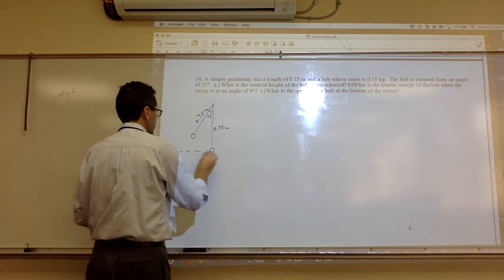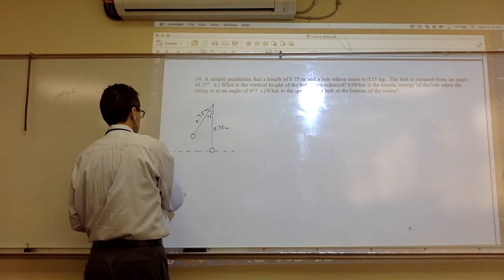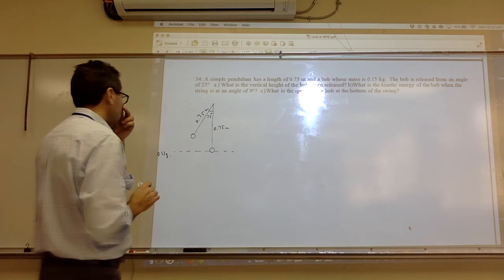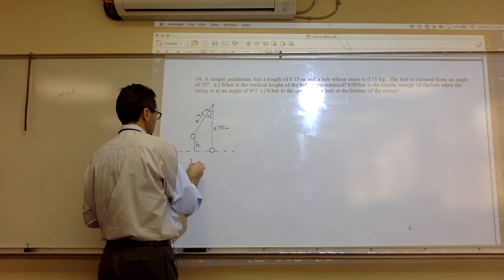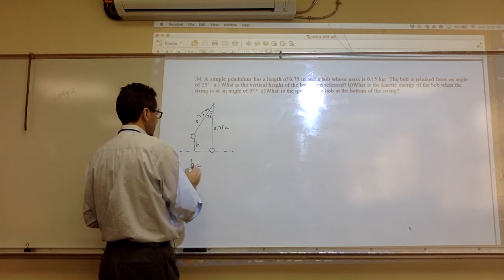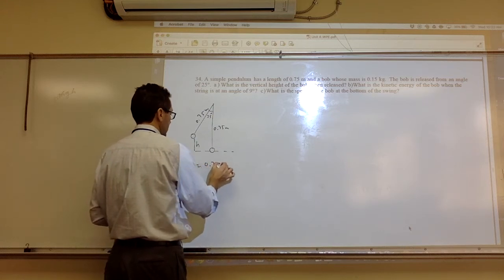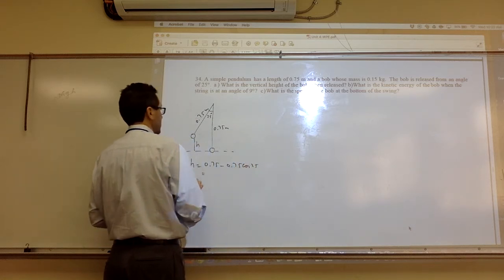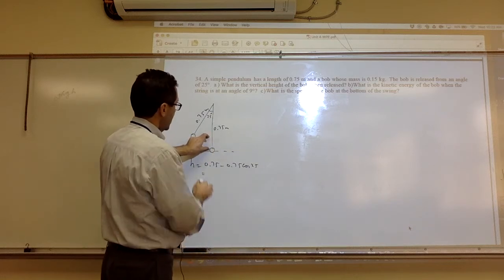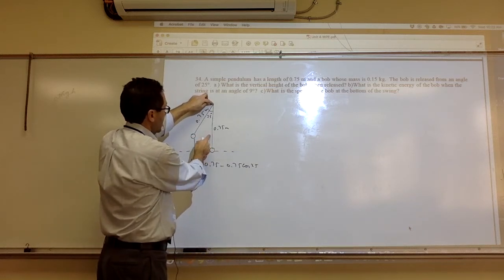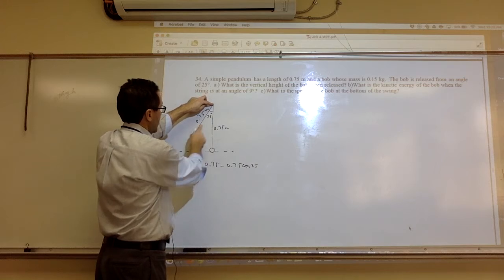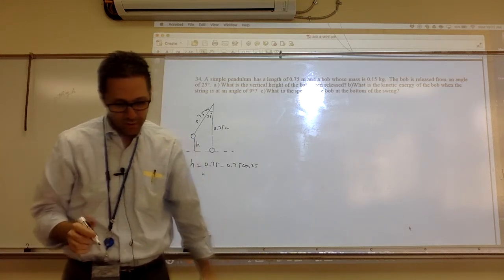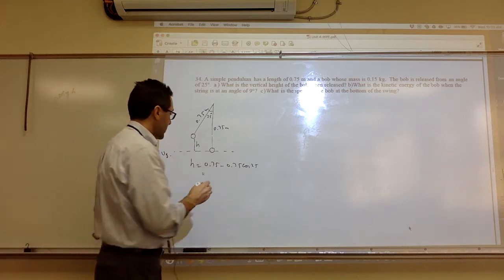I'm going to pick this point here as my reference for gravitational potential energy. What is the vertical height of the bob when released? So I think I can figure out this height by doing what I did in the previous problems. It's just going to be 0.75 minus 0.75 cosine of 25 degrees. So you find this length here, which is basically this whole thing, minus just that. And to find this piece here, you would work inside this triangle here. I hope you can see that. So that's going to be 0.070.